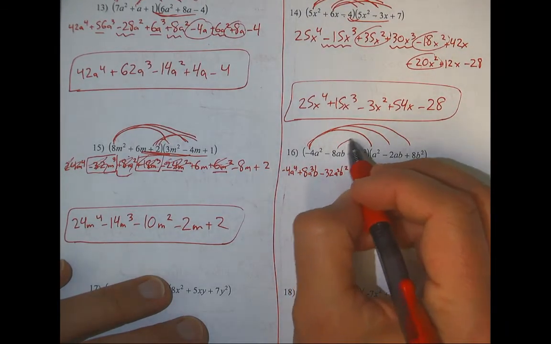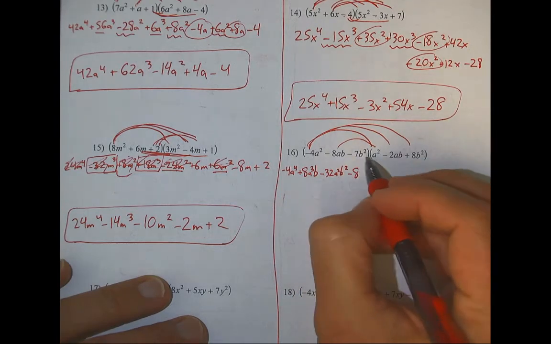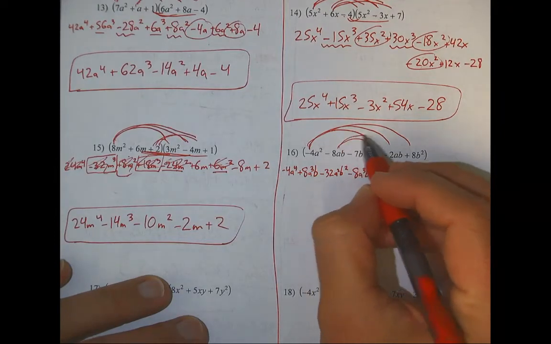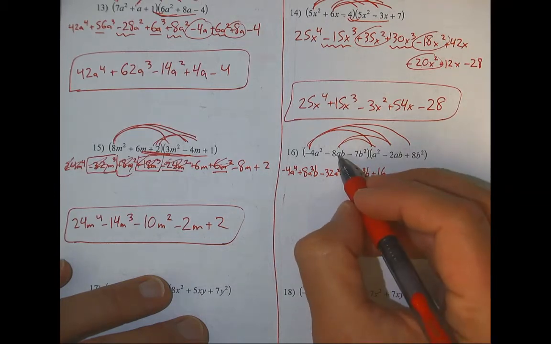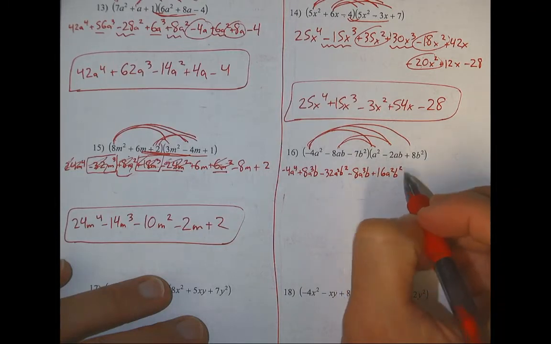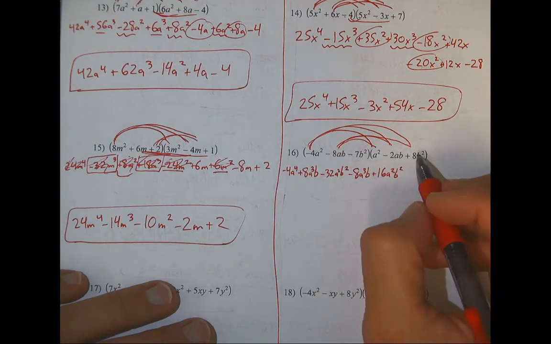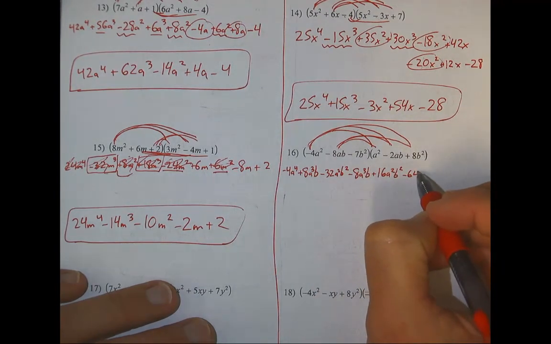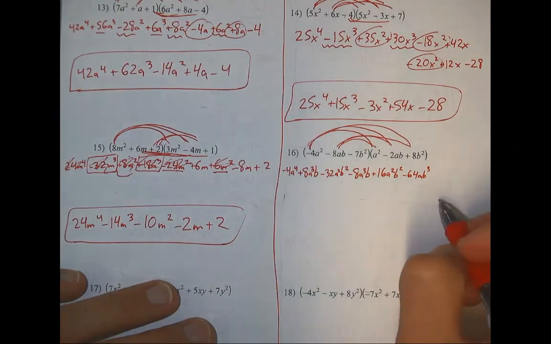All right, the next one. Negative 8 times 1 is negative 8. A times a squared is a to the third. B tags along. Next one. Negative times a negative is a positive. 16. A times a is a squared. B times b is b squared. And the last one. Negative times positive is negative 64. A doesn't have anything, goes along for the ride. B times b squared is b to the third.